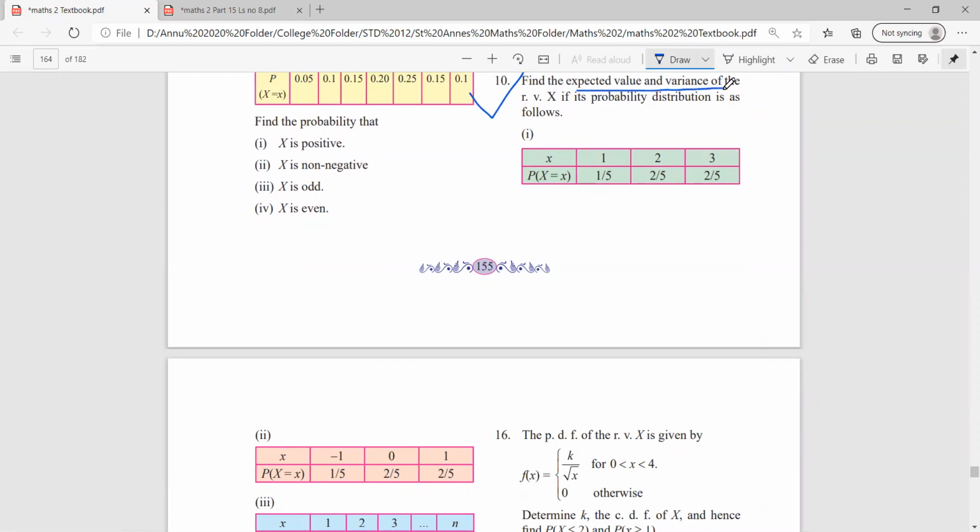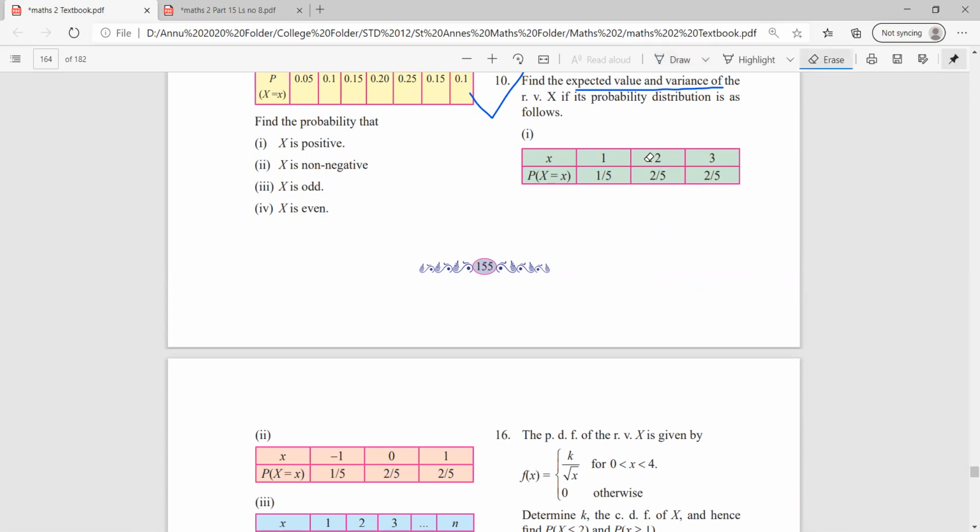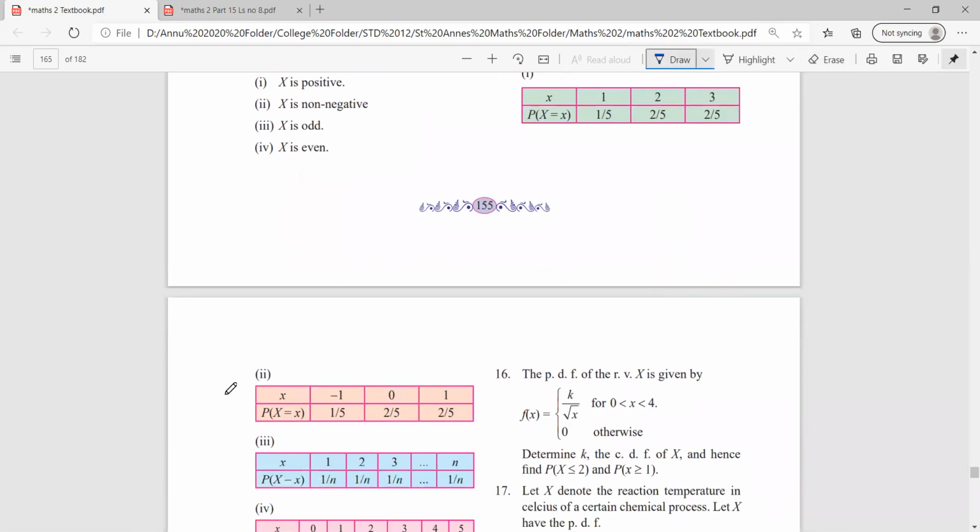Find the expected value and variance of a random variable. So class, remember, expected value means E of x. It is also called mu or mean. And variance of a random variable is V of x. So for a normal probability distribution, when we are calculating E of x and V of x, we need to prepare how many columns, class? 5 columns.